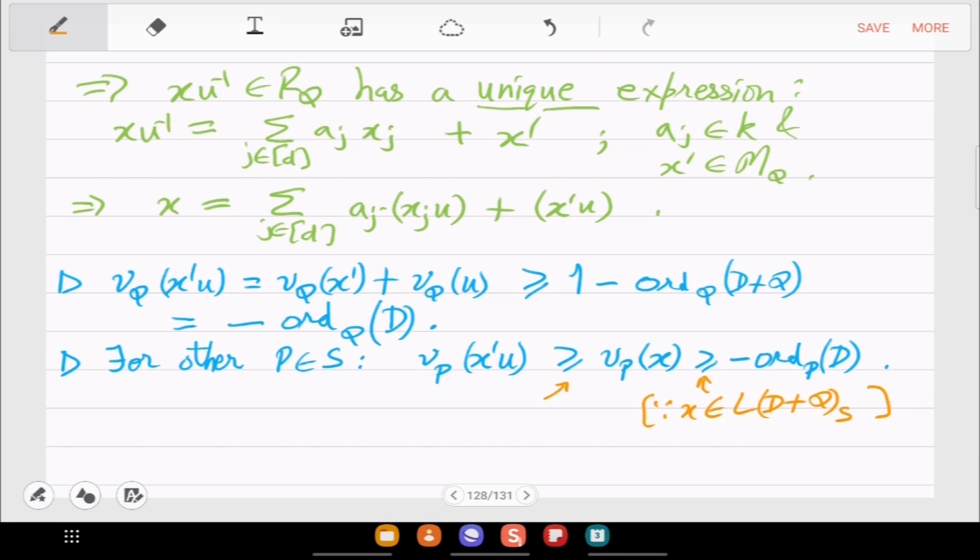Minimum of both. If you pick a term a1 x1, the valuation of a1 x1 is the valuation of a1 plus the valuation of x1. But a1 is a unit. The valuation of x plus y is at least the minimum. So V_P of x prime u is V_P of x minus the summation, which is greater than V_P of x. Yes, I get that.